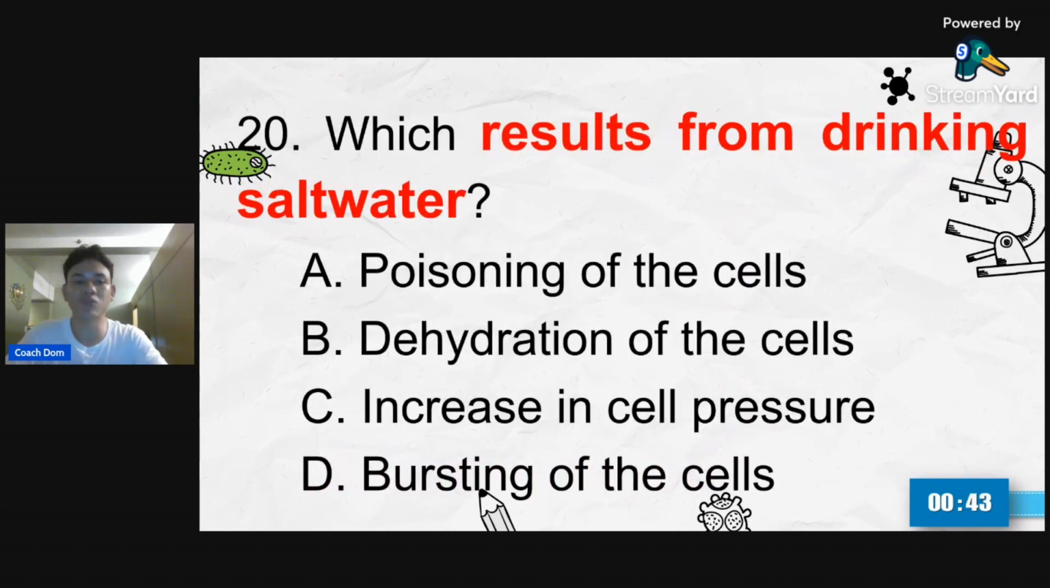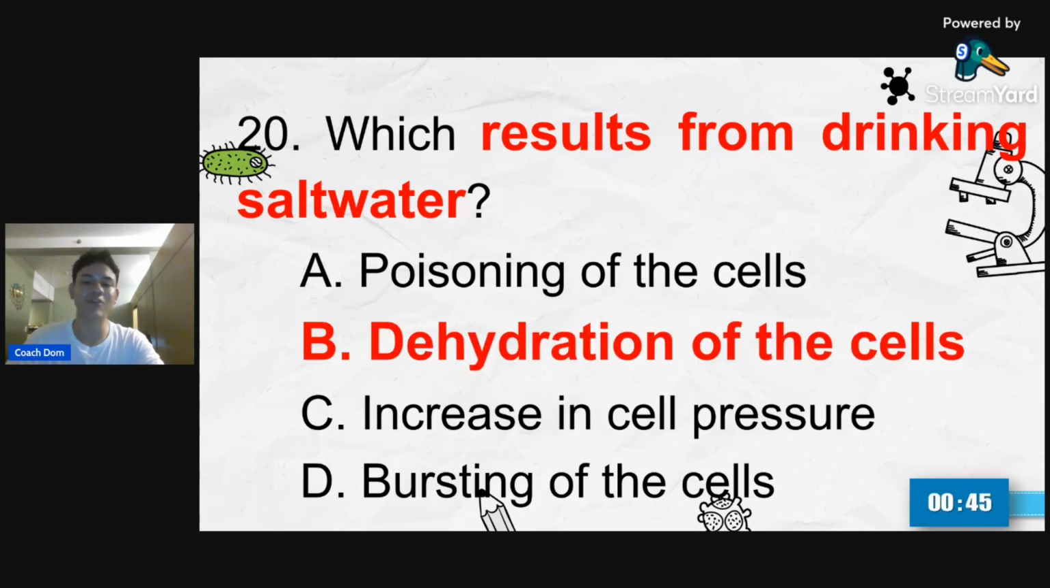Which results from drinking salt water? Is it letter A, poisoning of the cells, B, dehydration of the cells, C, increase in cell pressure, or D, bursting of the cells? Okay, please lock in your answer po for question number 20. Ano pong answer natin dito? Drinking salt water. If you will try, guys, na iinumin nyo yung salt water, anong mangyayari sa cell po natin? Poison, dehydration, increase, or bursting?